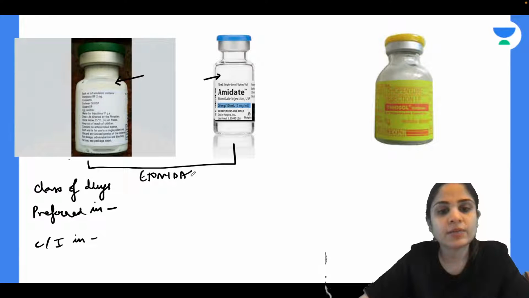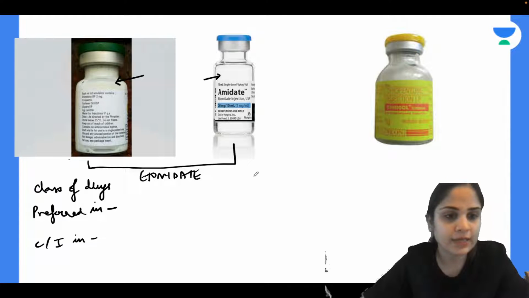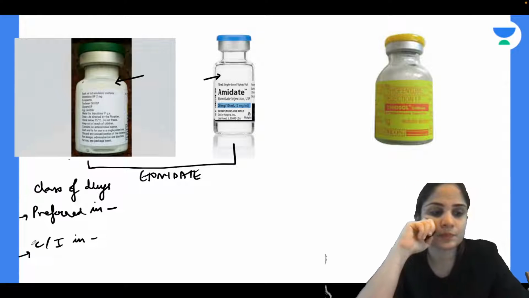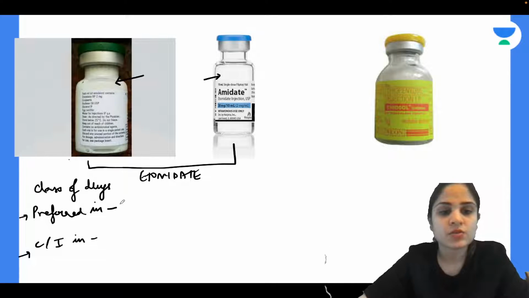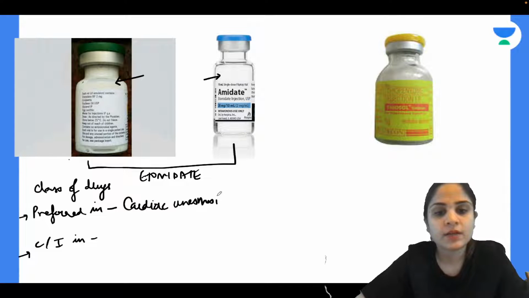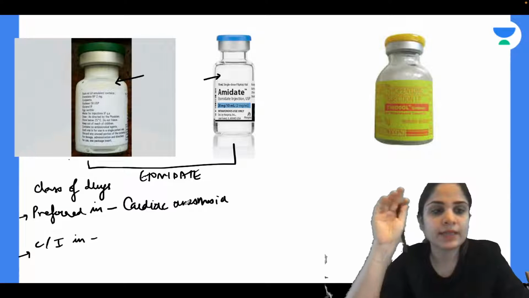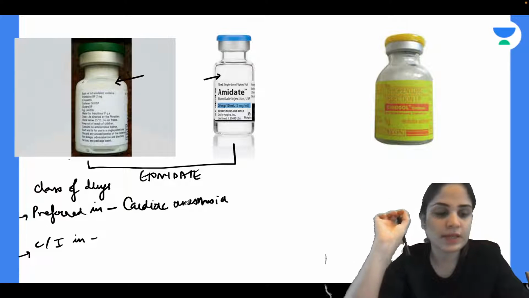About etomidate, you need to know only 2-3 things. The first thing is that it is an IV anesthetic agent. Then what is it preferred in and what is it contraindicated in? Those are the only 2 things you need to know about etomidate. Any idea what it is preferred in? Yes, very good, Mulai. Etomidate is always preferred in cardiac anesthesia. Remember, etomidate is the only anesthetic agent which will maintain your hemodynamics very well. It is very cardiostable.